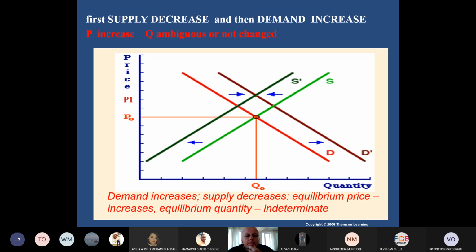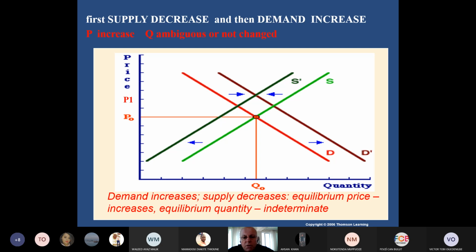Is it clear? Sir, can you please explain this again? First, supply is decreasing. The green line, as you are observing here, is changing. S, the green, is moving to the gray one. And then demand is increasing because supply is decreasing. Supply is decreasing in the first part, but then after, the demand is also increasing.